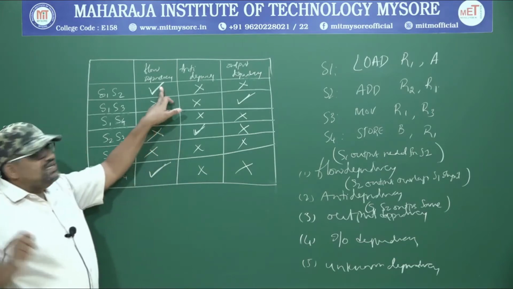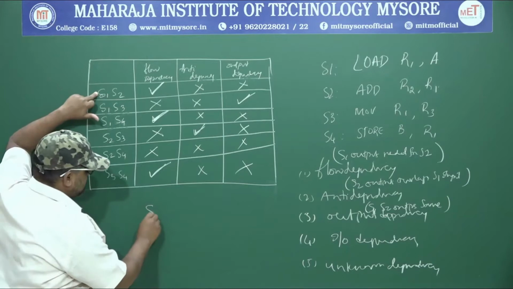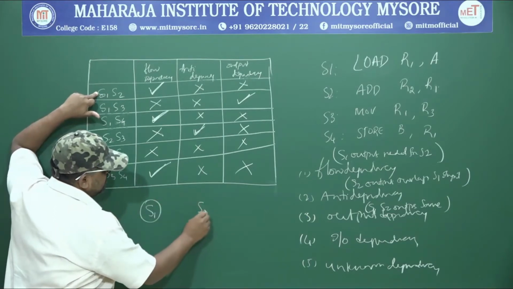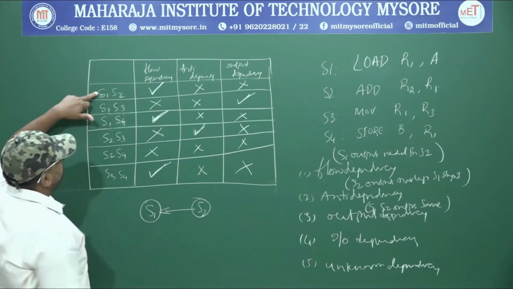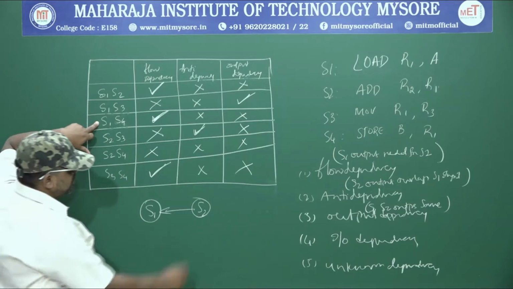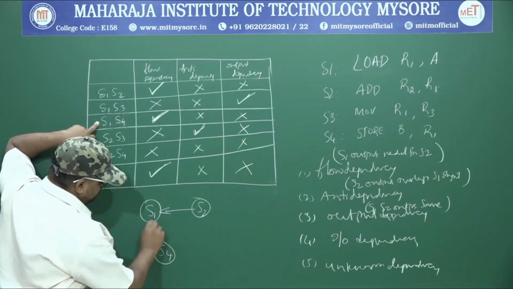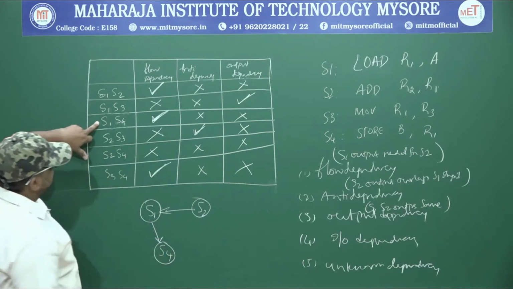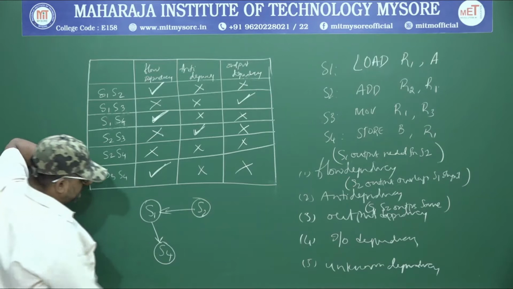Now whenever I see a tick mark here, you select that one. So there is a relation between S1 and S2. What is that relation? It is flow dependency. Again there is a relation between S1 and S4, that is a flow dependency. Again there is a relation between S3 and S4.